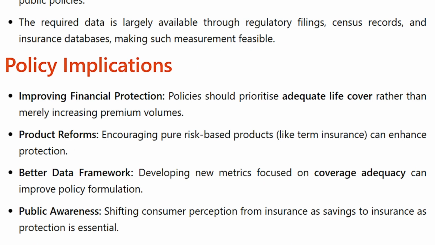Policy implications. Improving financial protection policies should prioritize adequate life cover rather than merely increasing premium volumes. Product reforms: encouraging pure risk-based products like term insurance can enhance protection. Better data framework: developing new metrics focused on coverage adequacy can improve policy formulation. Public awareness: shifting consumer perceptions from insurance as savings to insurance as protection is essential.